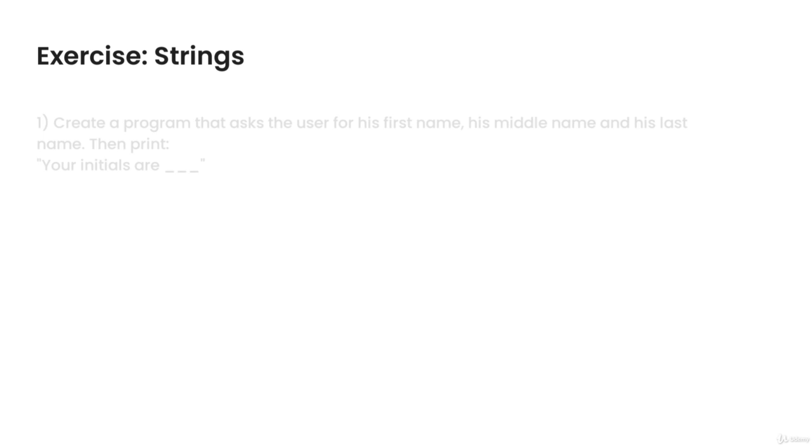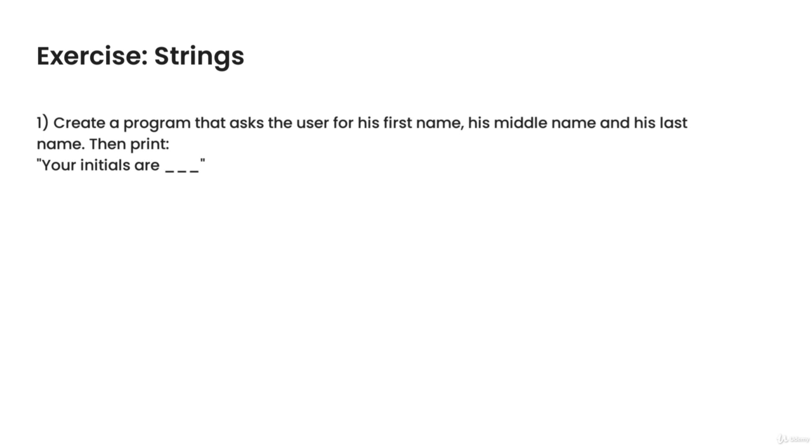Let's make two exercises to practice what we just learned about strings. So the first one is, create a program that asks the user for his first name, his middle name, and his last name. So you're gonna have to ask for 3 inputs. Then print your initials are, and then you're going to print the user's initials.